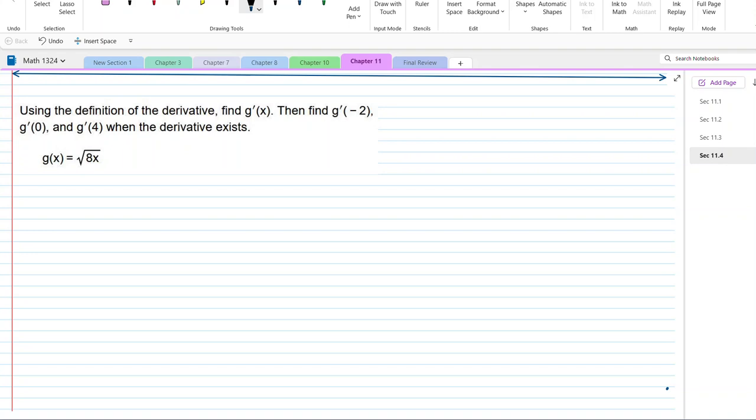So in this one, we notice we have a square root. So we're going to take the derivative of this function. So we want f prime of x, and this is going to be the limit as h approaches 0 of the square root of 8 times x plus h minus the square root of 8x, all divided by h. And you're saying, how are we going to do that? Well, we're going to use the conjugate.